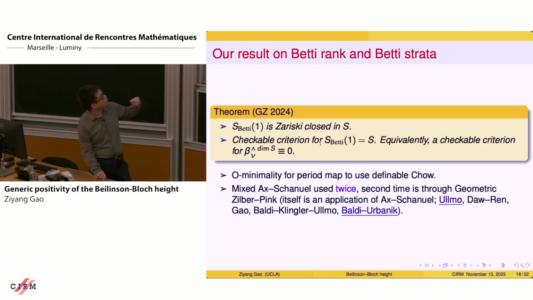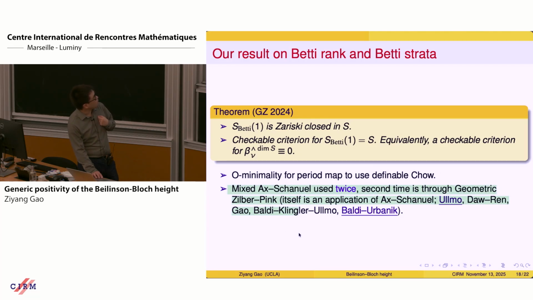And next we're going to apply this one. The proof is basically the same as I did for abelian schemes, but here the new thing is we need to use O-minimality for period maps to use definable Chow. It's no longer the Shimura world. This is by Baker, Klingler, Zimmermann, and Blumenbach.